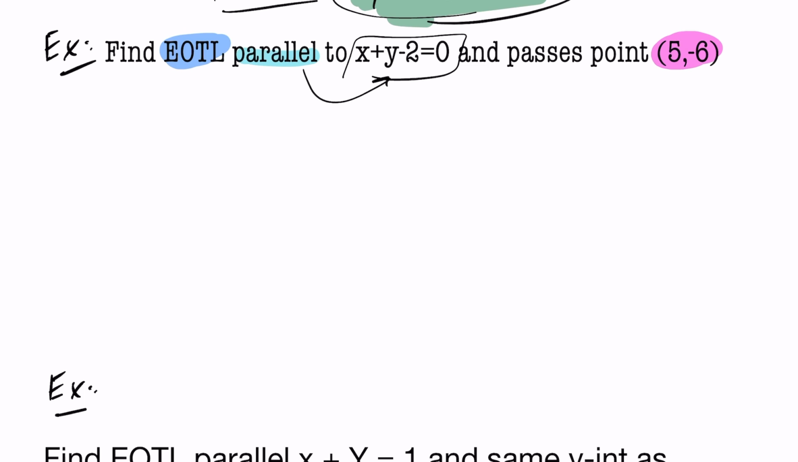So I need to find the slope of this line. So I'm going to isolate y here. This will be negative x plus 2. Therefore, my slope is negative 1. Therefore, I have y equals negative x plus b.